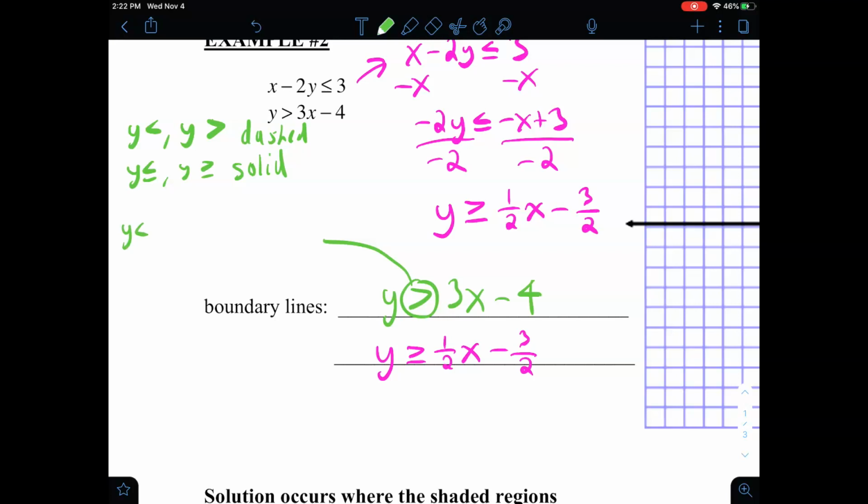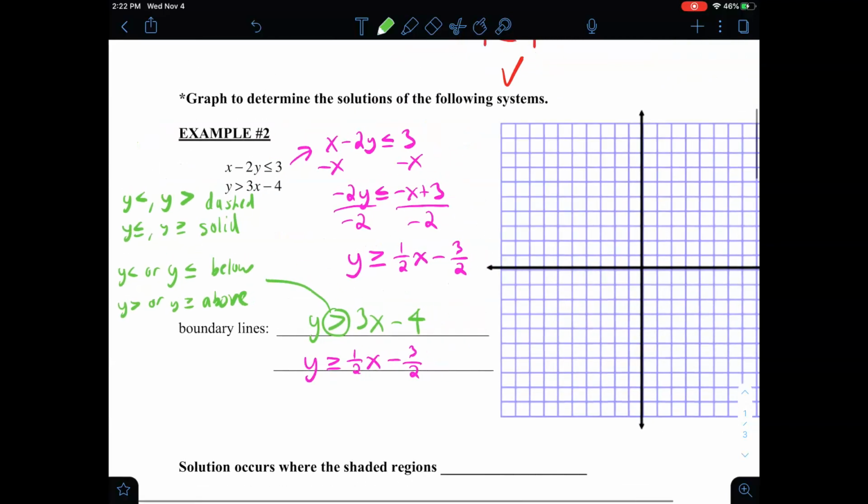And if we have y is less than or y is less than or equal to, that's below. And y is greater than or y is greater than or equal to is above. So we have two things happening here, okay? When we're doing some shading, we're also figuring out what kind of line we're going to have. If it's not equal to, that means that line is not part of the solution, which means that we need to do a solid or a dashed line, and also shade above or below.